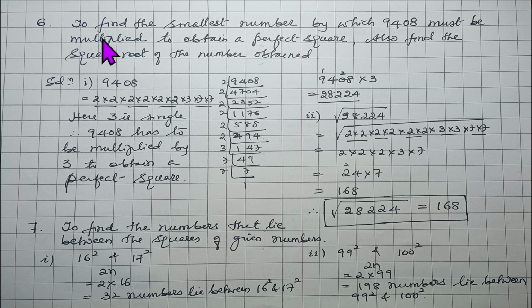Now the next question is to find the smallest number by which 9408 must be multiplied to obtain a perfect square. Also find the square root of the number obtained. Now first of all, 9408 is given to us. Let us find the prime factors of this.